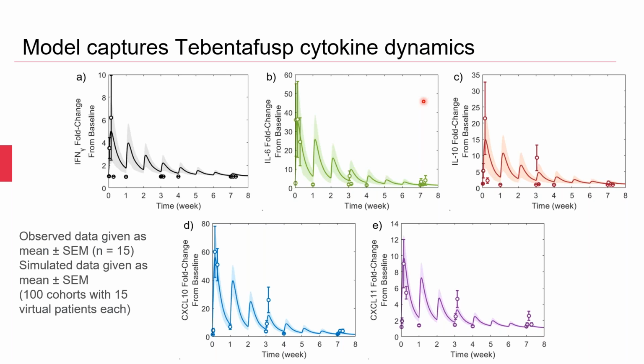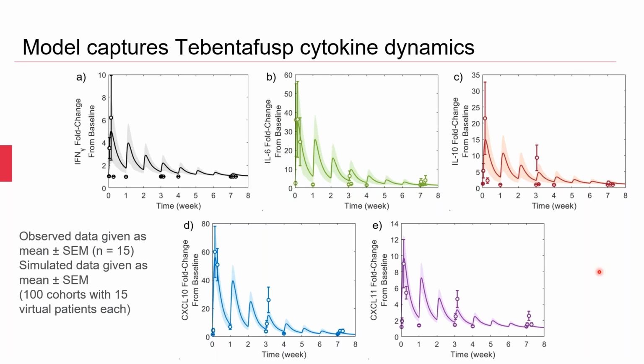So the first step was, again, just to calibrate the model to the clinical tebentafusp cytokine dynamics that have been published. These are the 5 different cytokines that were publicly available from that publication: IFN gamma, IL-6, IL-10, CXCL10, and CXCL11.